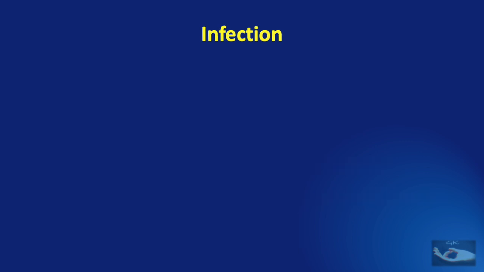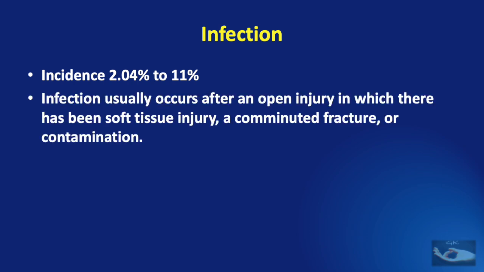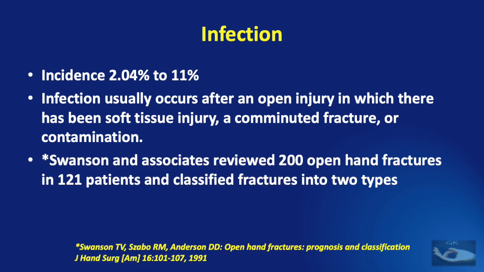The incidence of infection as a complication of phalangeal fractures ranges from 2% to 11% as evidenced from various studies. It usually occurs after an open injury in which there has been a soft tissue injury, a comminuted fracture or contamination. A study conducted in 1991 by Swanson and associates, who reviewed 200 open hand fractures in 121 patients, classified fractures into two types.